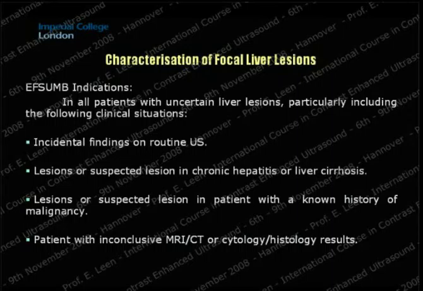Now, lesions suspected in chronic hepatitis and liver cirrhosis, as we said already earlier on, this can be a very gray area, and I'll show you the flow diagram later on how we make the characterization of different tumor types in the background cirrhotic liver. The third indication is when there are suspected lesions with a history of malignancy.